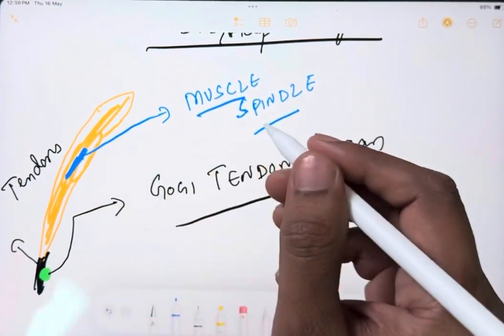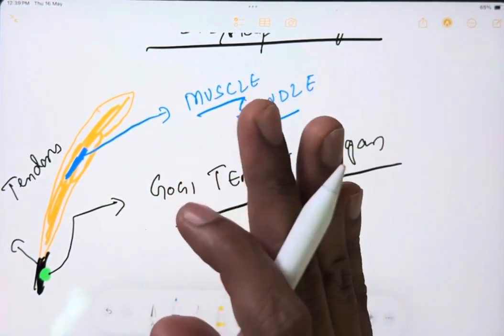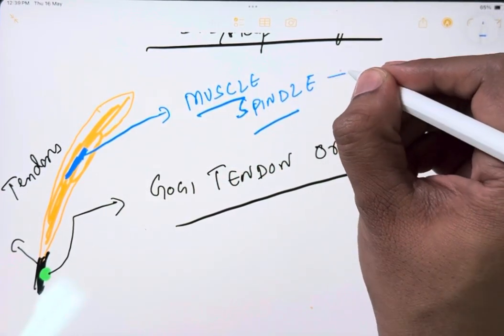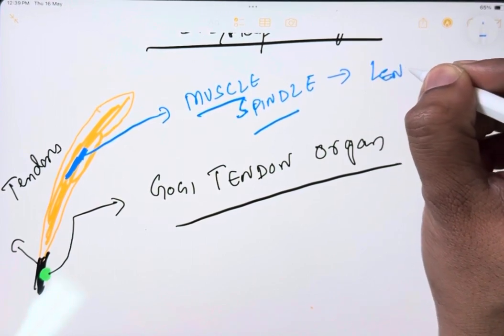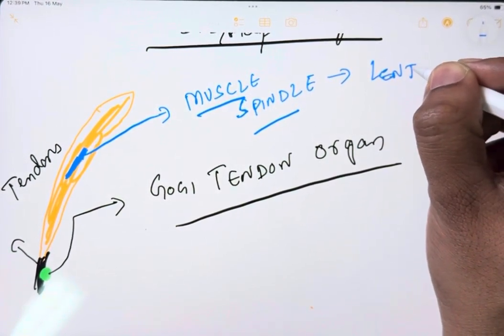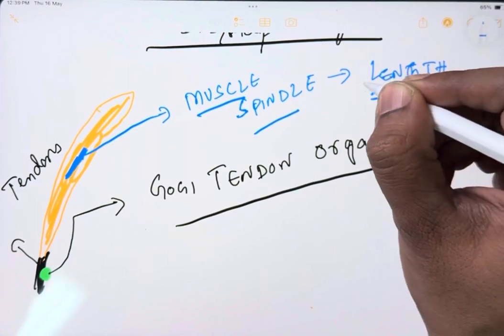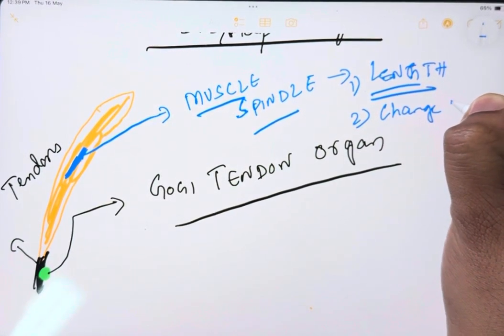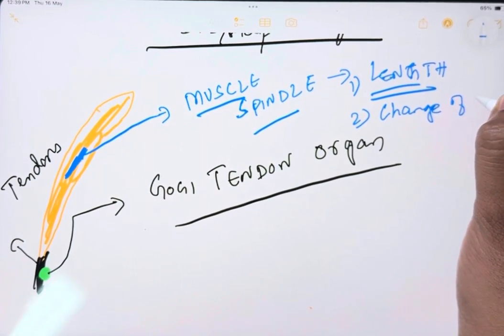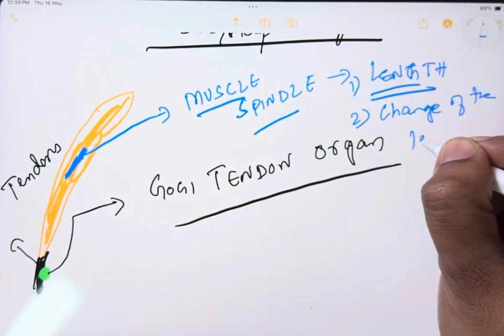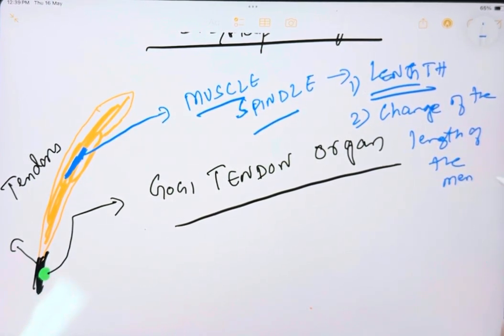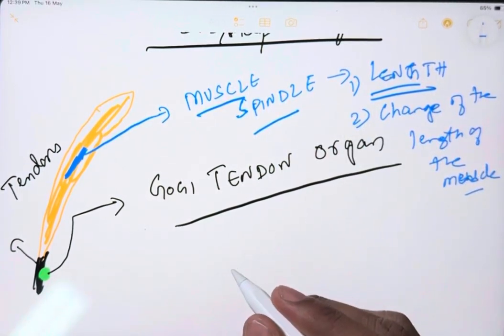Now what is the difference between these two? Both are basically sensors or receptors. The muscle spindle is a stretch sensitive receptor. It senses the length as well as the change in the length of the muscle. So this is the function of the muscle spindle.